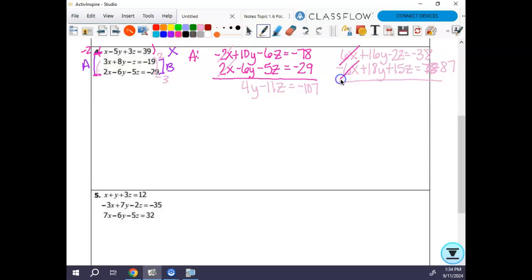All right, so those zero out. This is going to give me 34y, I'm pretty sure, plus 13z equals 49, maybe? Question?